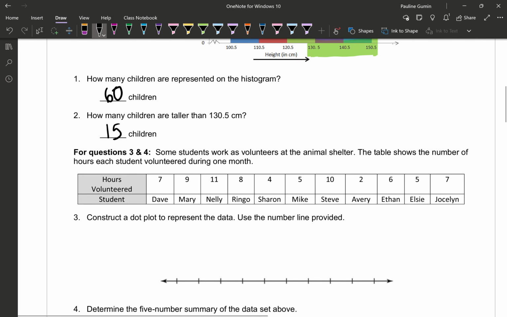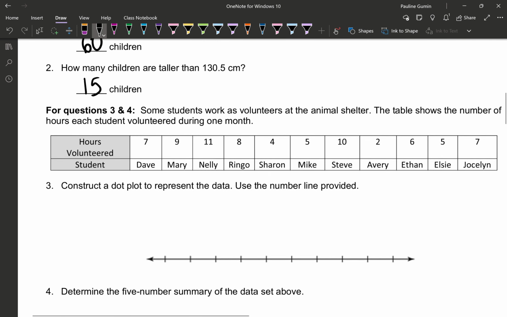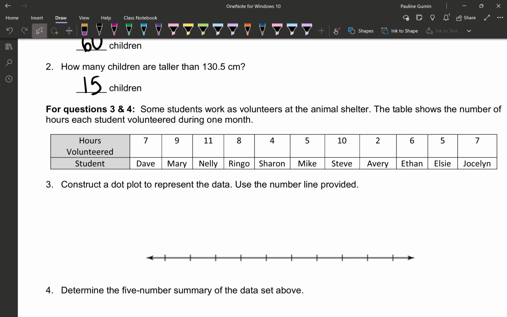For questions 3 and 4, some students work as volunteers at an animal shelter. The table shows the number of hours each student volunteered during 1 month. Construct a dot plot to represent the data. Use the number line provided.